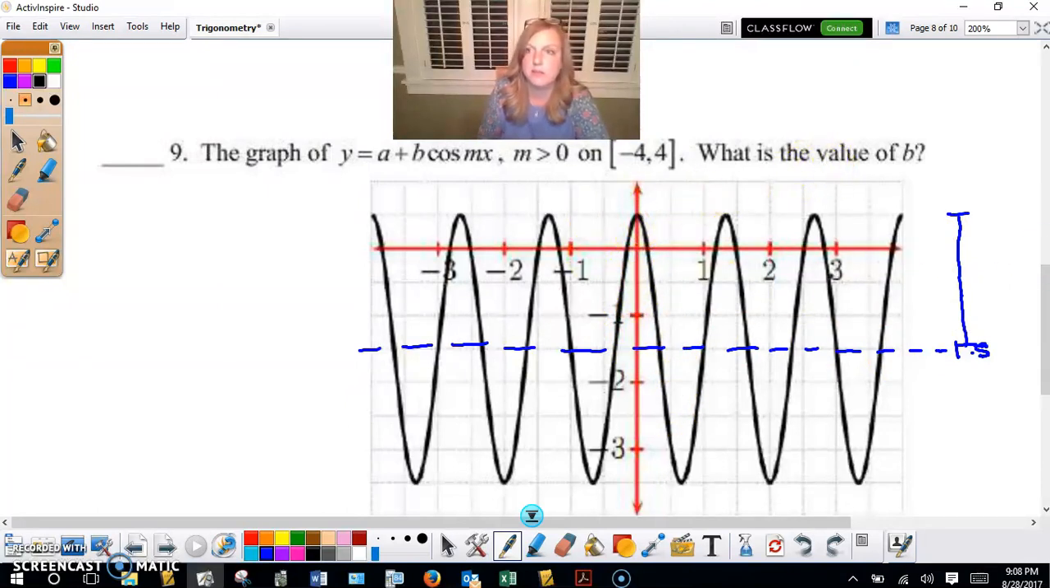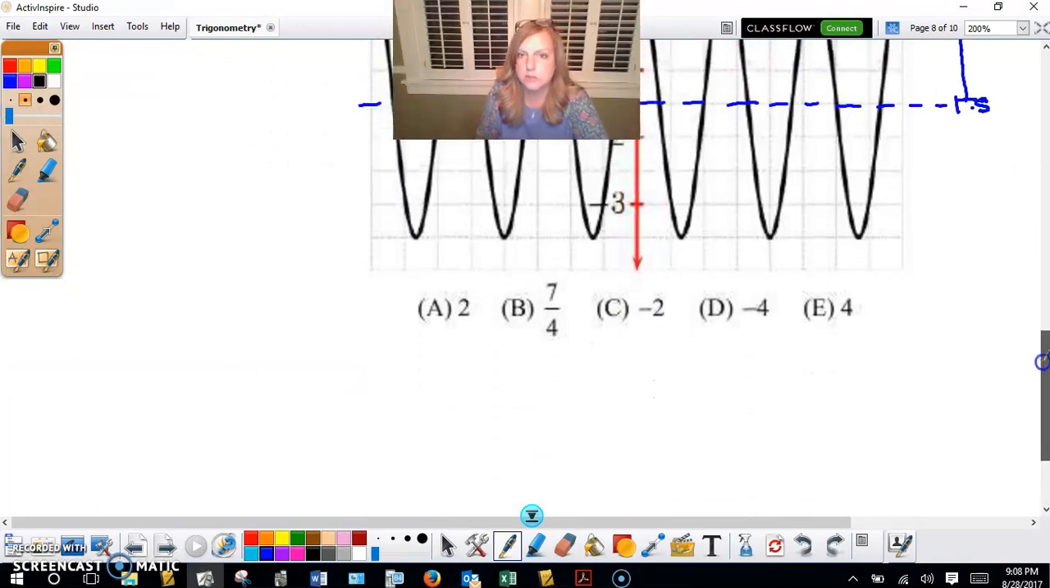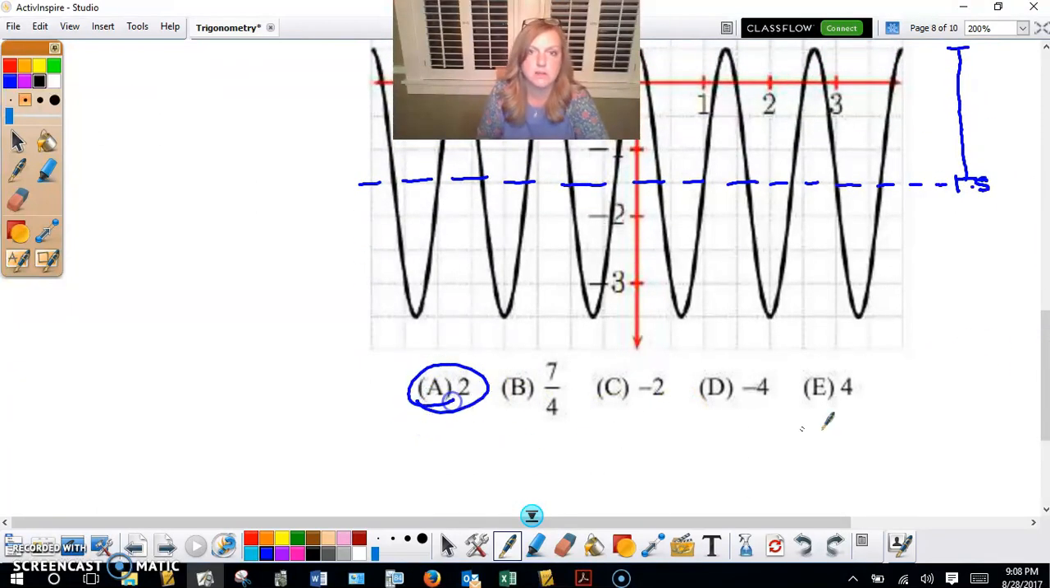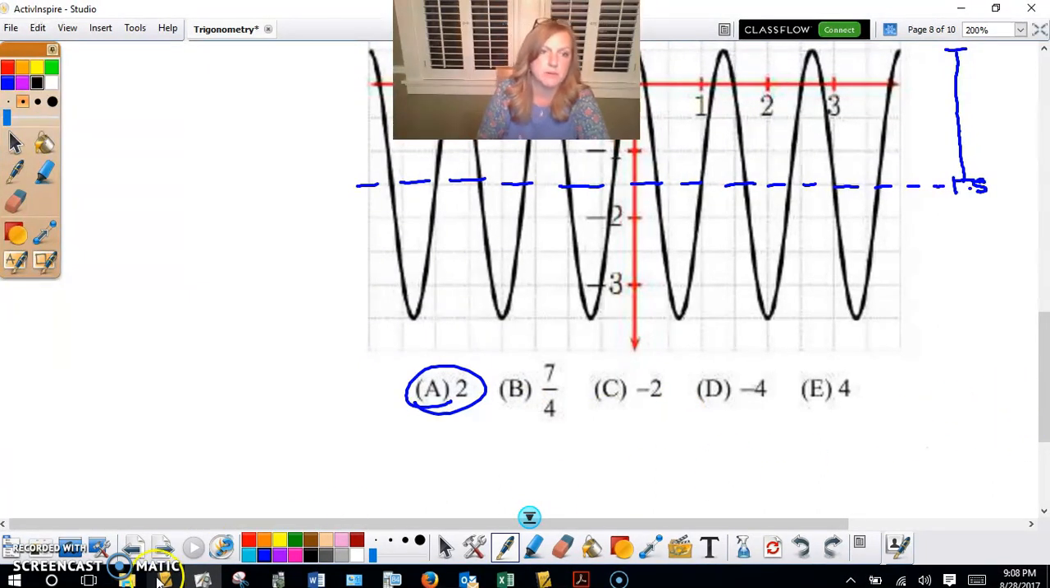So what's the value of B? The value is 2. So our choices are, there we go. So we have an amplitude of 2. So we're done with that one.